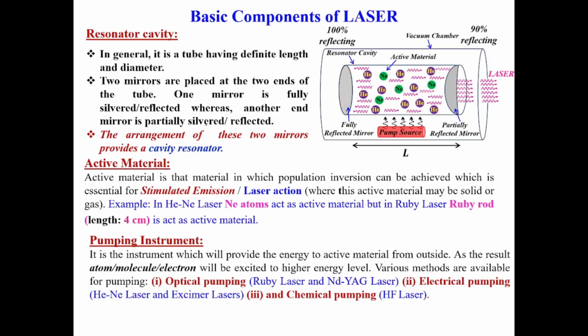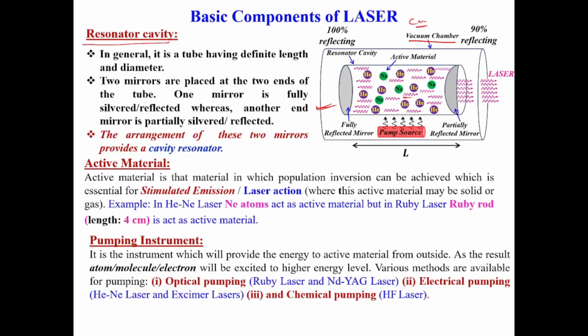The whole tube is kept in a vacuum chamber to avoid contaminants. And this is your resonator cavity. So in the case of helium neon laser, inside this tube helium and neon gas are taken in a definite proportion. What the proportion is, what the working principle is, etc., we are going to discuss in our forthcoming class when I discuss the helium neon laser.